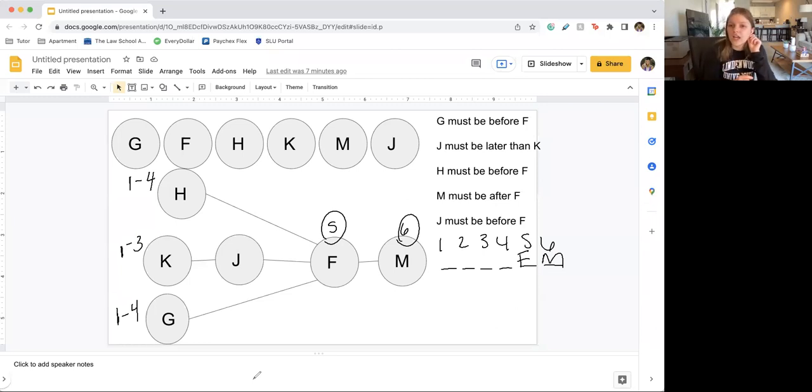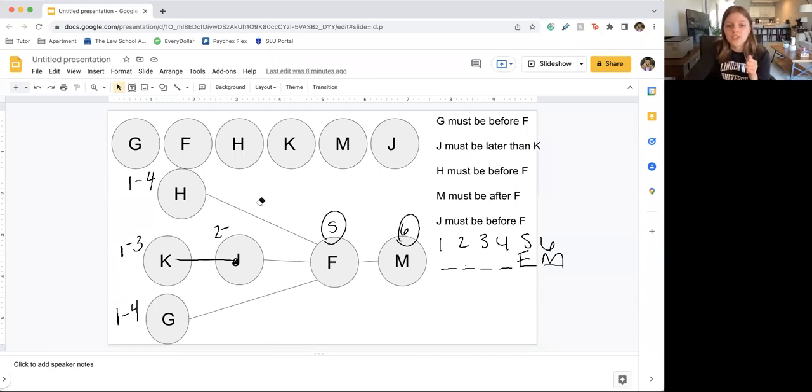Now looking at J, I'm going to figure out who can go before it and who can go after it. So again, we're only looking at the ones that are connected to J. J has to have K before it, which means it has to have at least 1 space before it, which means the earliest that it could go is 2, because that allows K to go in that first spot. So the earliest that J can go is 2.